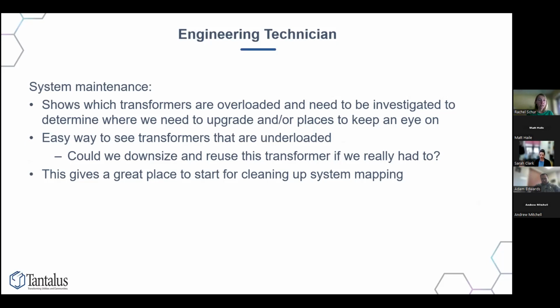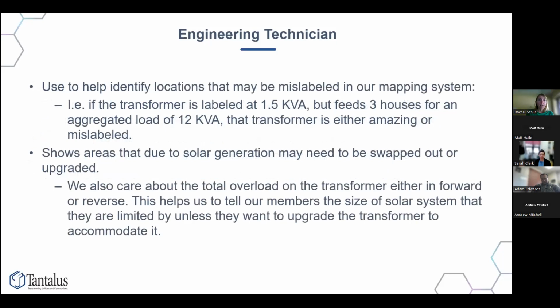You can go to the next slide. To dive more into that, our mapping is actually pretty good, but there are locations where we've had, hey, this is labeled as a 1.5 kVA transformer, but it feeds 3 houses and there's no way that it can pull 12 kVA. And it's been out there for 15 to 30 years.